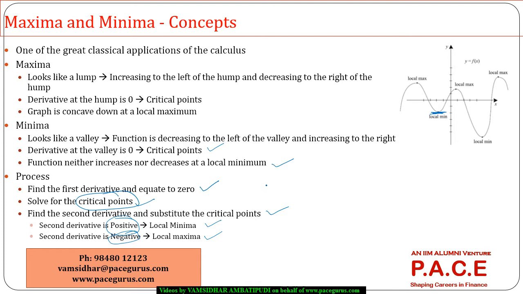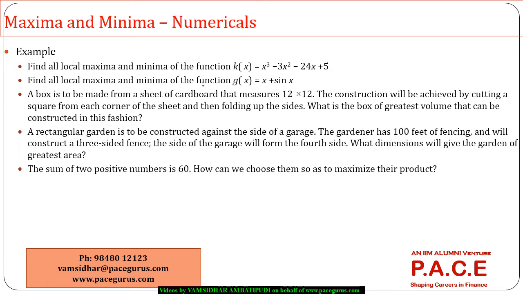Let's look at a couple of examples. Find all the local maxima and minima of the function k of x equals x cubed minus 3x squared minus 24x plus 5. So what do I do? The first step, find the derivative of this. The derivative is 3x squared minus 6x minus 24.